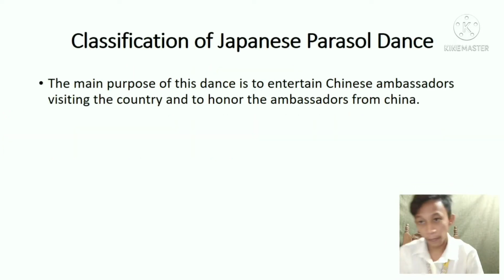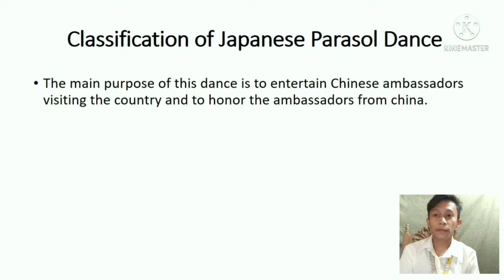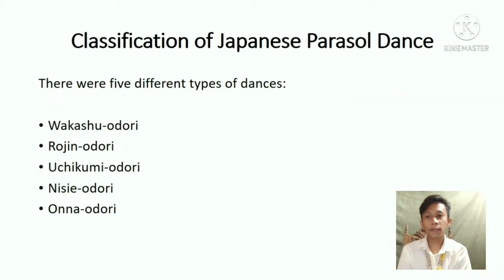And now the classification of Japanese parasol dance. The Japanese parasol dance uses the umbrella or the parasol. The main purpose of this dance is to entertain Chinese ambassadors visiting the country and to honor the ambassadors from China. There were 5 different types of dances: Wakashu Odori, Rojin Odori, Uchikomi Odori, Nishi Odori, Ona Odori.